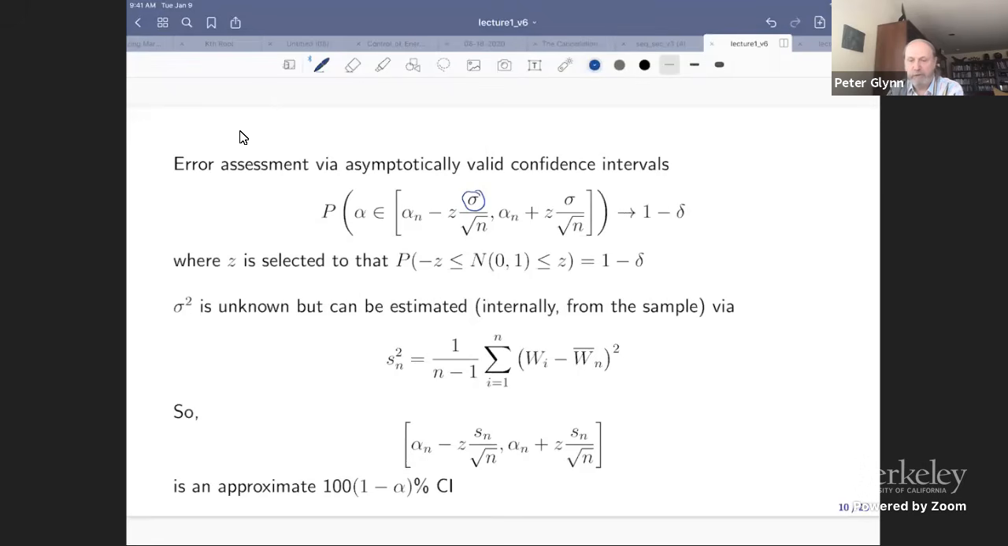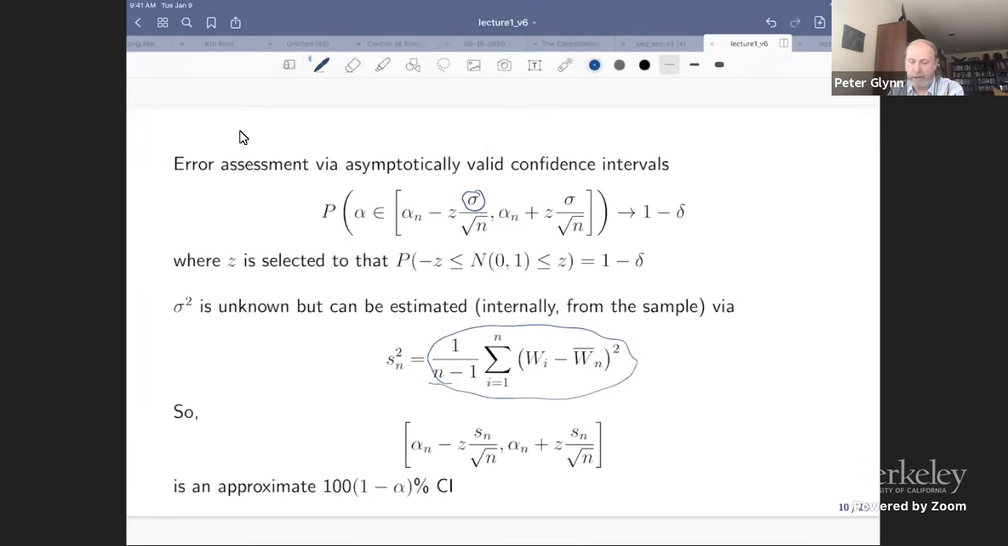But again, one of the beautiful things about Monte Carlo and beautiful things about simulation is that while we don't know sigma, it can be easily estimated from the sample itself. So internally from the sample, we can just estimate sigma squared, estimate the variance through the so-called sample variance. And there's the sample variance down here. This is how it's defined in the IID setting.